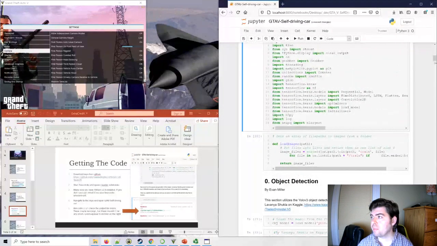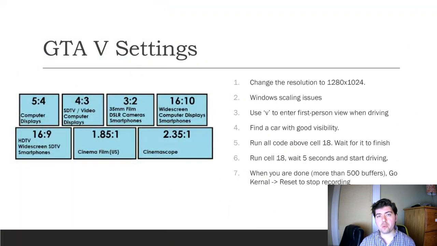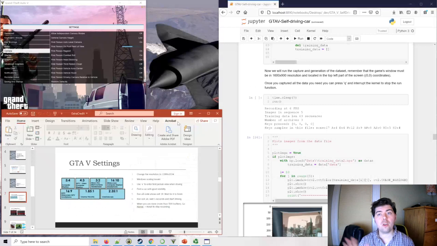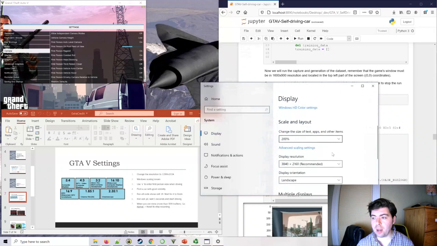Alright, so now we're getting to the GTA 5 part. What we're going to need to do here is make sure we're operating in a very specific resolution. First, a few things about my environment so that you understand how you need to configure your environment accordingly. I'm running a 1080p display, and I'm running at full 4K resolution.